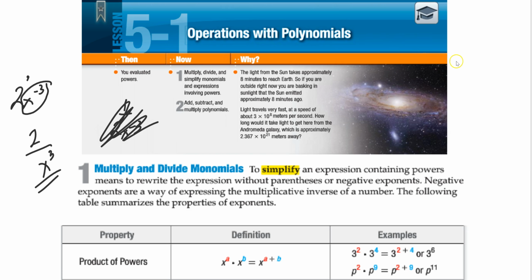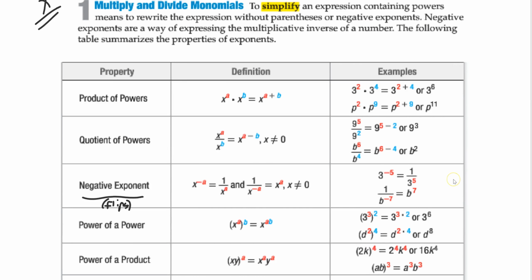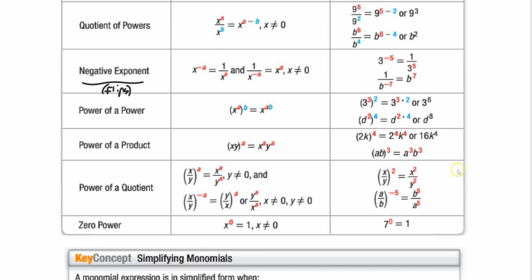And by the way, you could flip it and make it negative if you need to. So if you have 3 over, I don't know, x to the 4th, and we want to bring this x to the 4th up for some reason, you can make it 3x to the negative 4. So it works both ways. You can flip it and make it negative, or if it's negative, flip it and make it positive. So that's what negative exponents do.